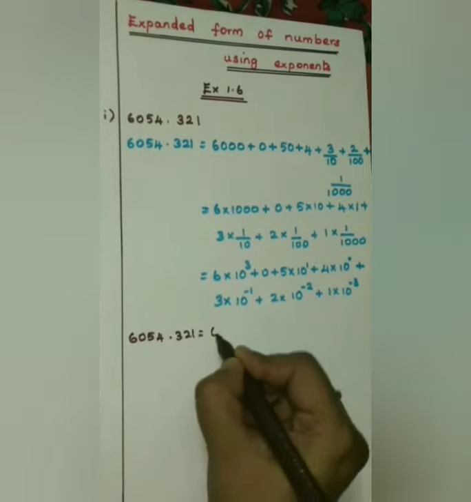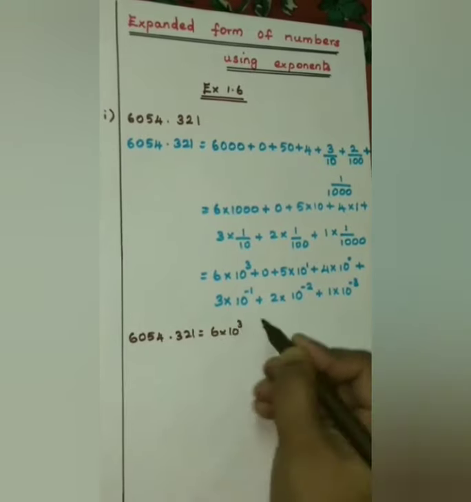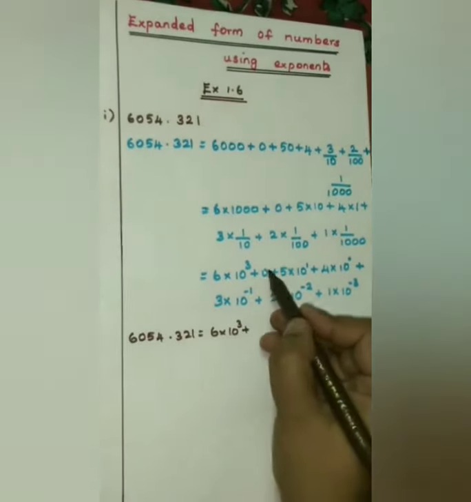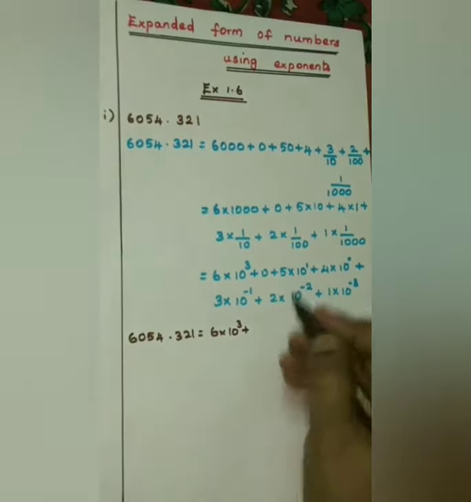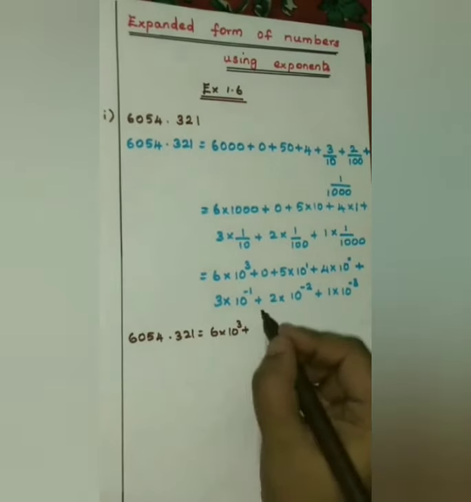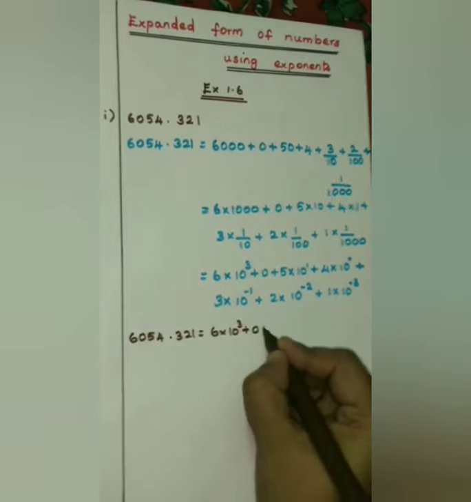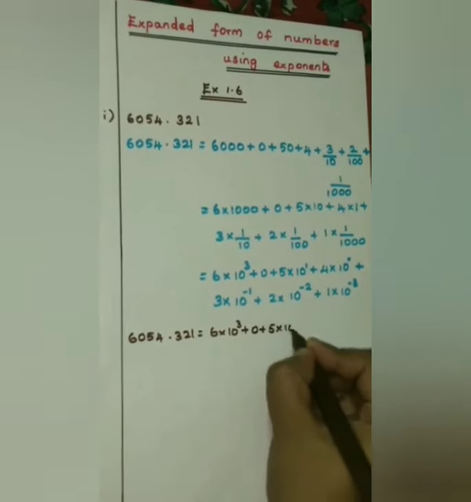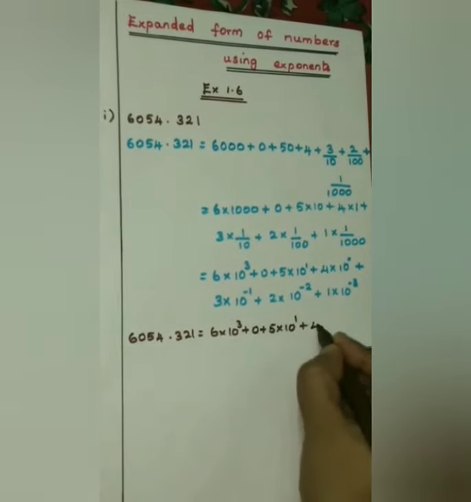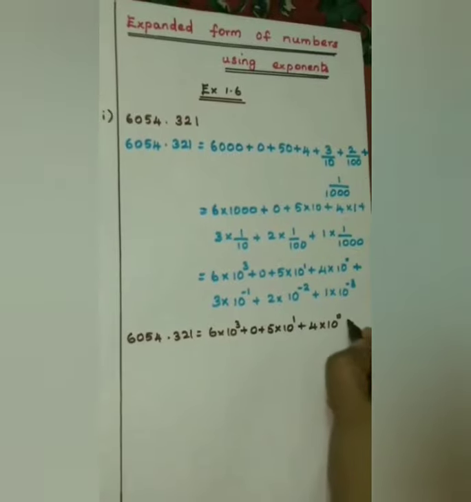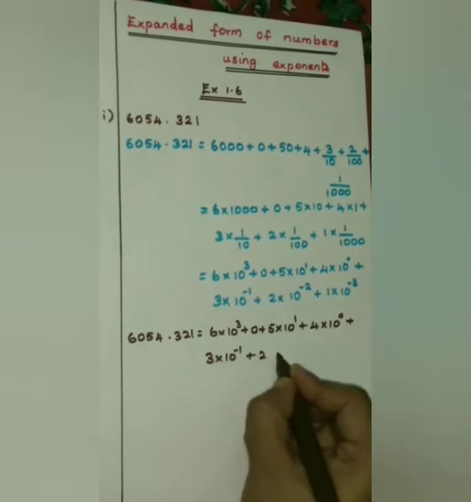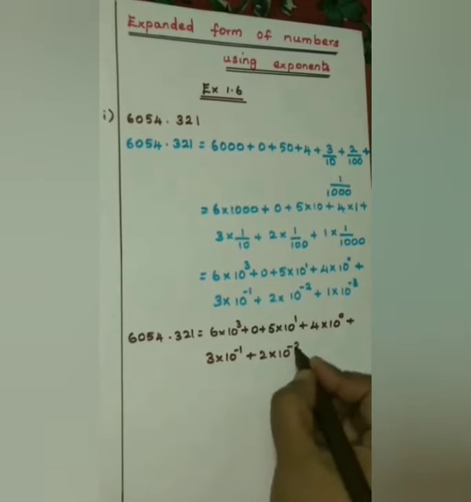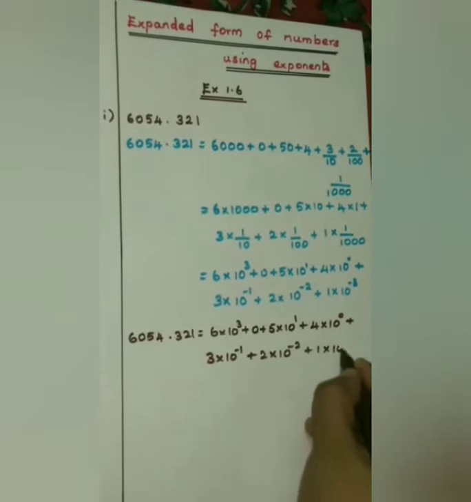6054.321 equal to 6 into 10 to the power 3 plus 0. When it is added, it remains same. 0 has no value, so you can write 0 or you can avoid that. Plus 3 into 10 to the power minus 1 plus 2 into 10 to the power minus 2 plus 1 into 10 to the power minus 3.